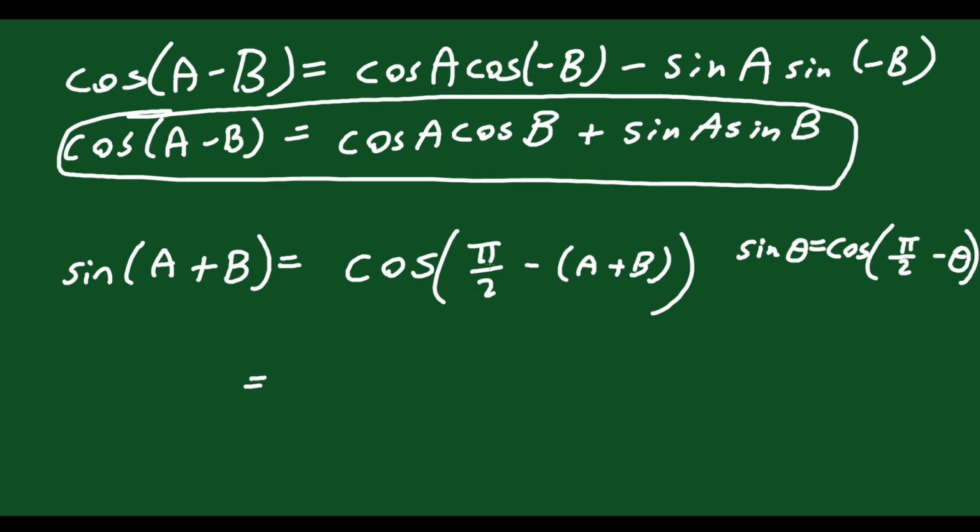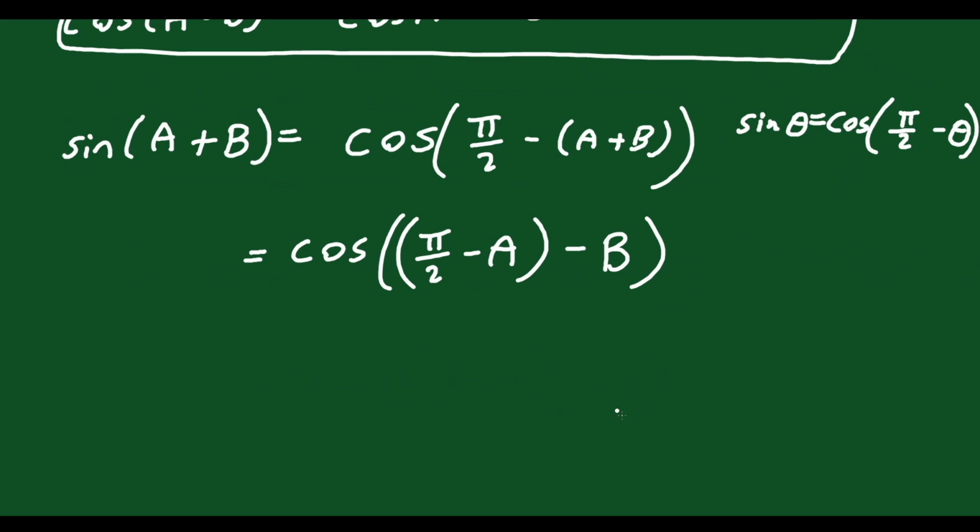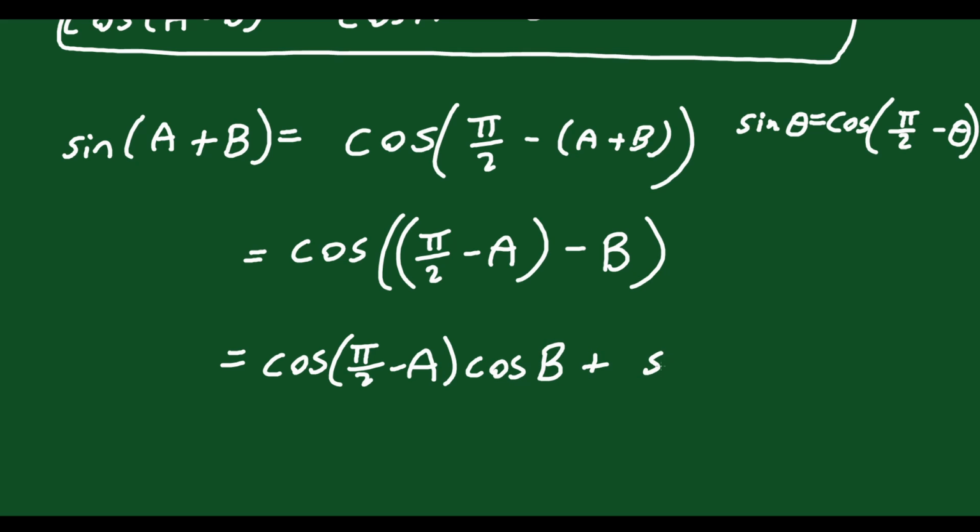So really what you have here is cos of this minus this. Or you could rewrite this and say this is cos of (pi over 2 minus A) minus B, distributing that negative and then bracketing the first two. Why would you do that? Well, because now you can split this up using the cos of A minus B. You could say this is cos of (pi over 2 minus A) times cos of B plus sine of (pi over 2 minus A) times sine of B.